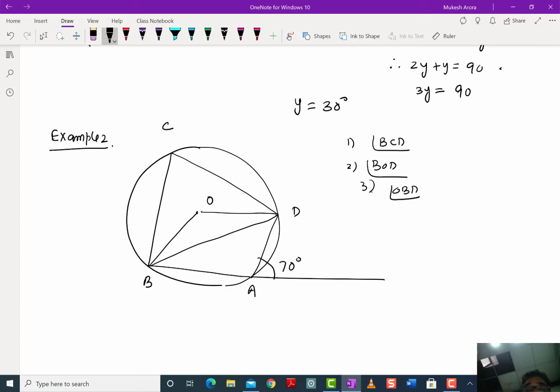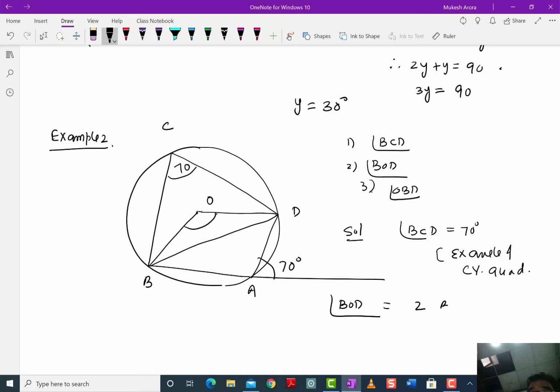Angle BCD. Solution: angle BCD is equal to 70 degree, exterior angle of cyclic quadrilateral. So angle BOD is equal to twice angle BCD. So BOD is equal to 140 degree.